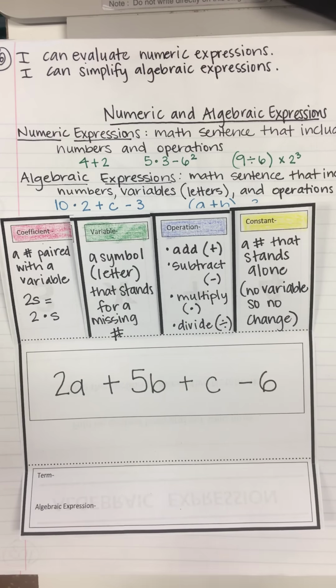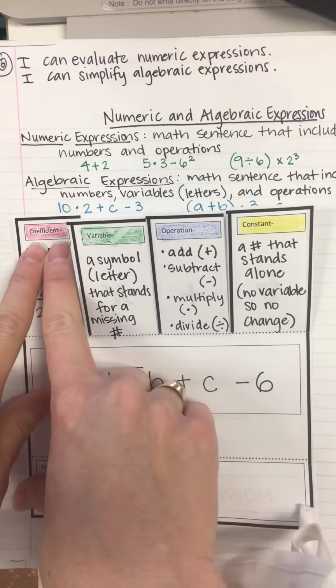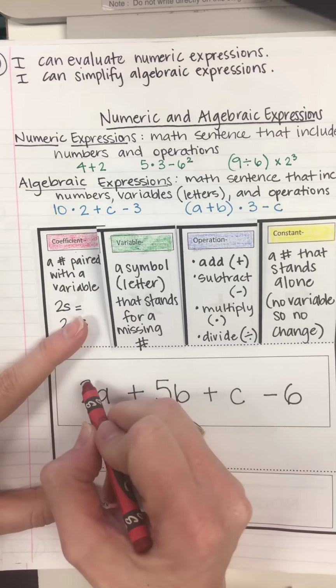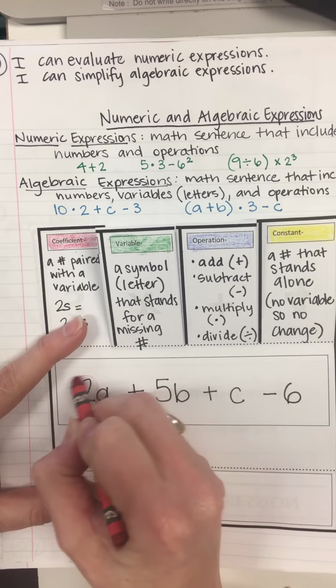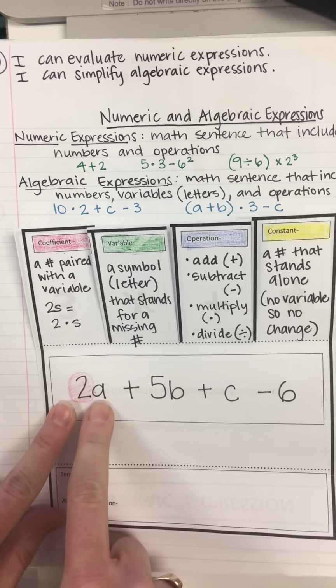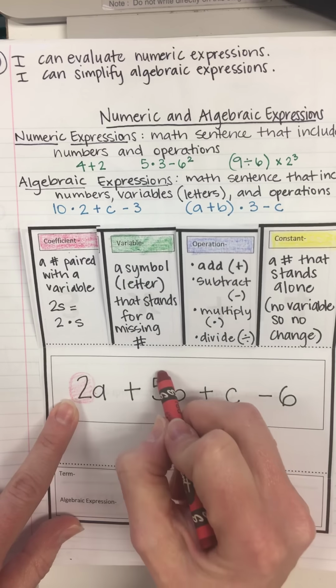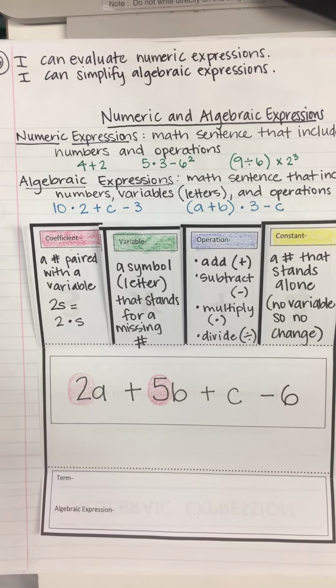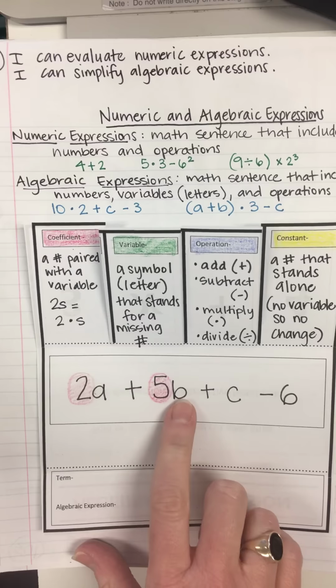we're going to go through and we're going to color code everything that we see. So we started with coefficients. Coefficients are numbers that are attached to letters. So I see that there is a 2 right here, which means 2 times whatever this A is. I also see a 5, and I know that that means 5 times whatever B is.